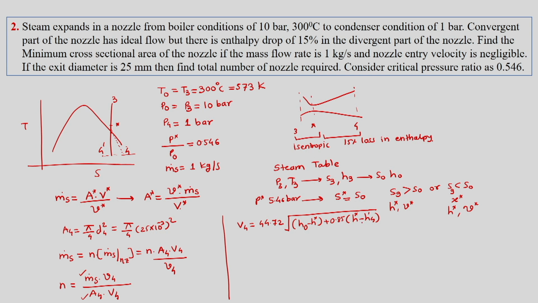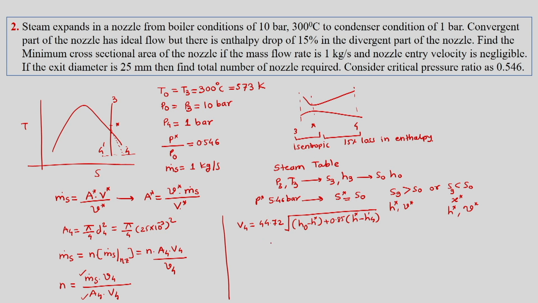So we have to first find out the isentropic 4 point. Same procedure we will follow. This 0.85 accounts for the loss of 15%; this is the enthalpy drop in the divergent portion, and this is the enthalpy drop in the convergent portion. So this summation is the total enthalpy drop in the nozzle, and this gives the velocity. Now we can find out H4 dash.